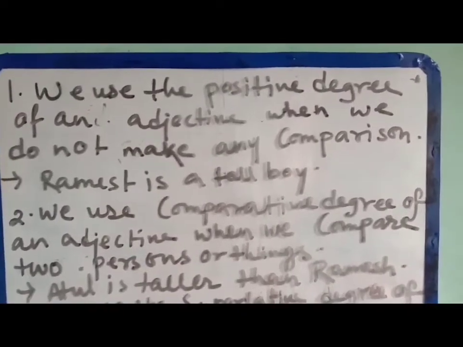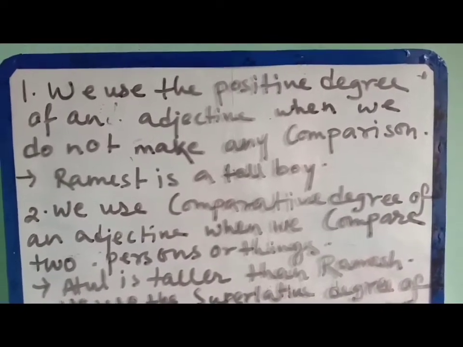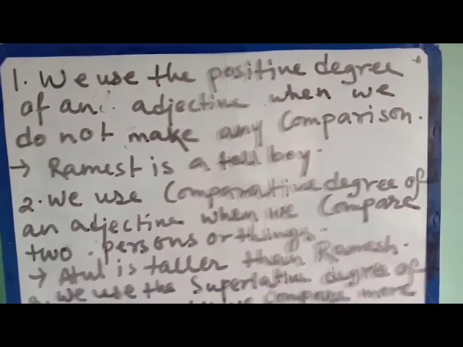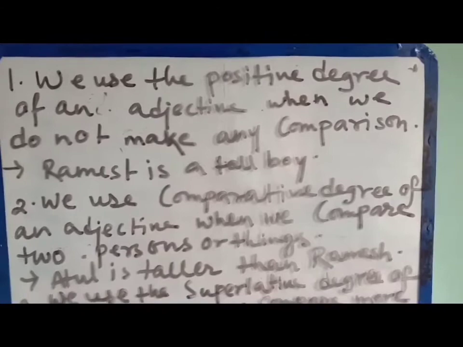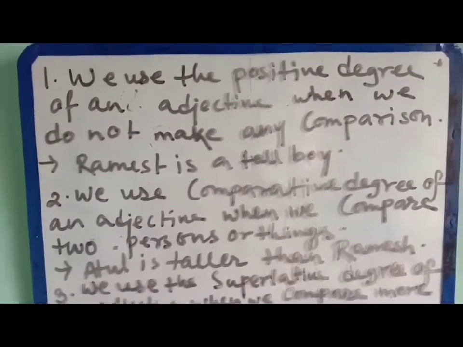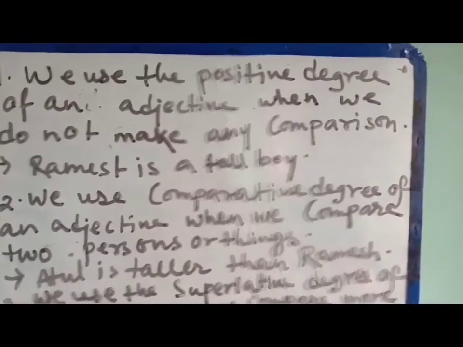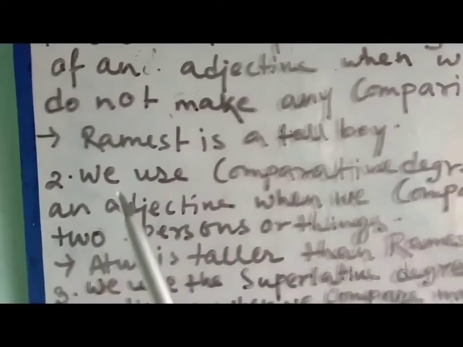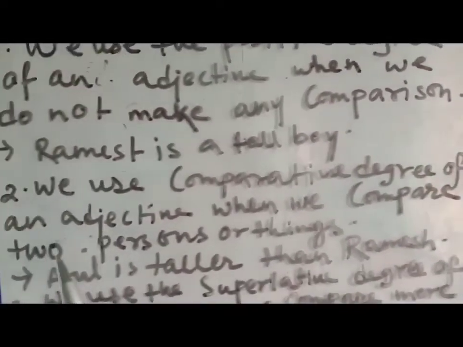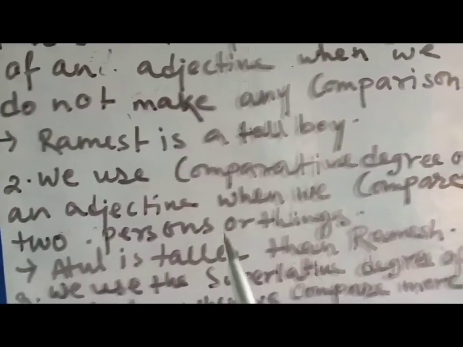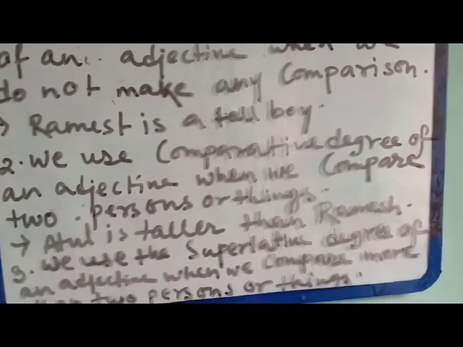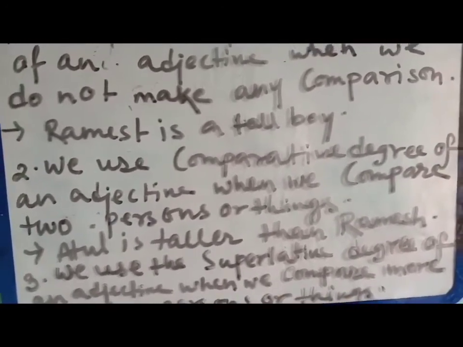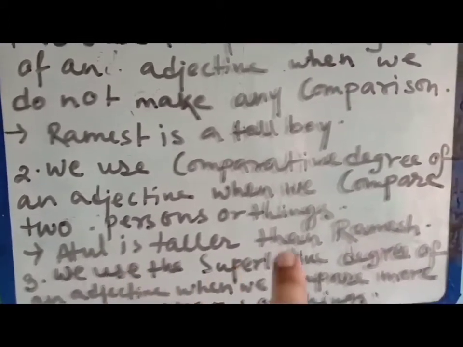We use the positive degree of an adjective when we do not make any comparison. I have told you that earlier also. Just like that, Ramesh is a tall boy. Here no comparison is there, only a description. Second, we use the comparative degree of an adjective when we compare two persons or things. Just like that, Atul is taller than Ramesh.